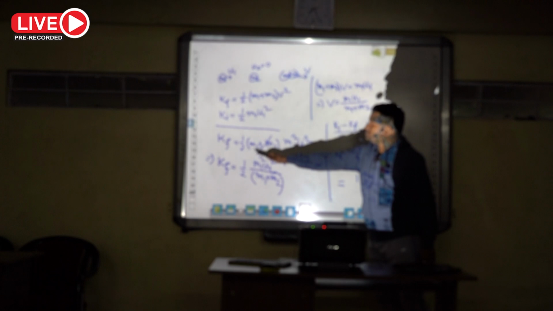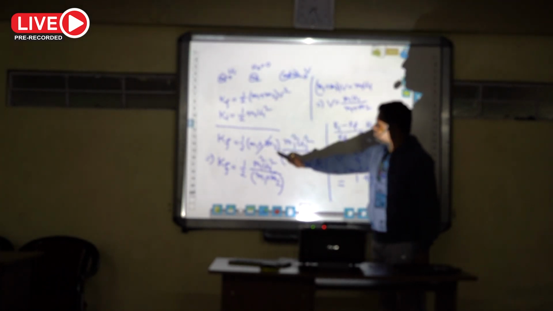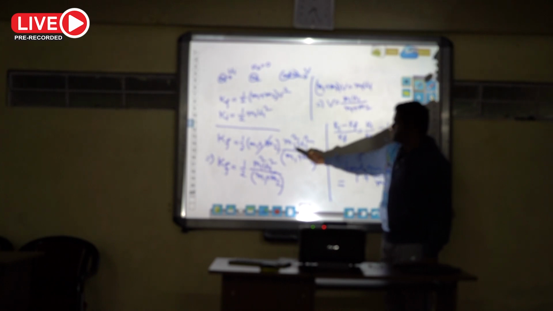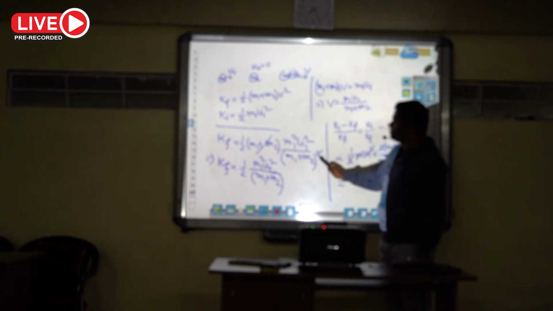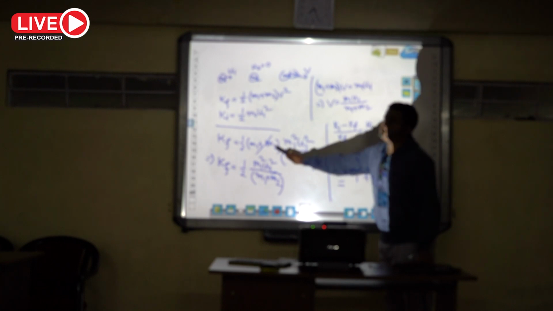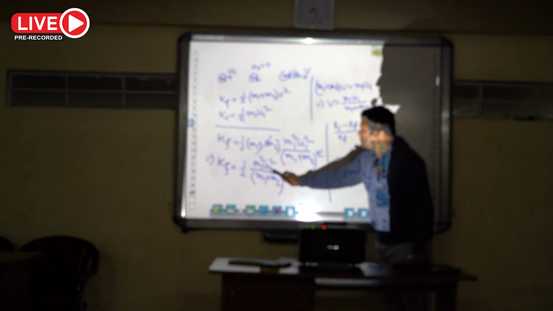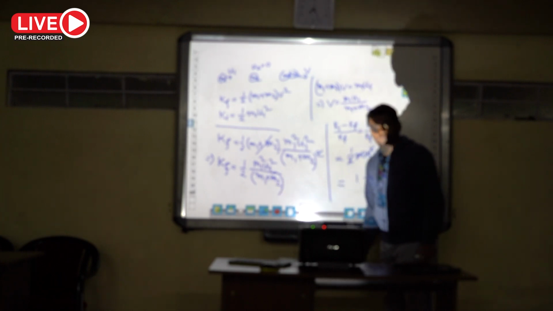Now what is final kinetic energy? Half (m1 plus m2) v square. So this v square is substituted, so it is m1 square u1 square by (m1 plus m2) whole square. One (m1 plus m2) will cancel. Now we are left with half m1 square u1 square by (m1 plus m2).